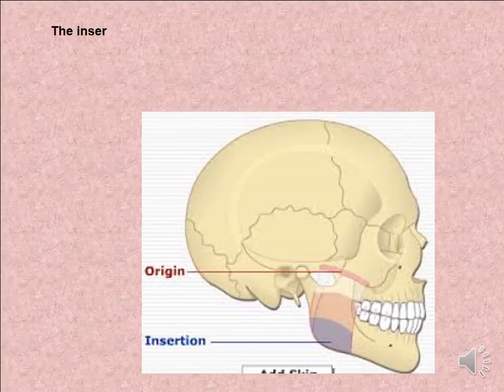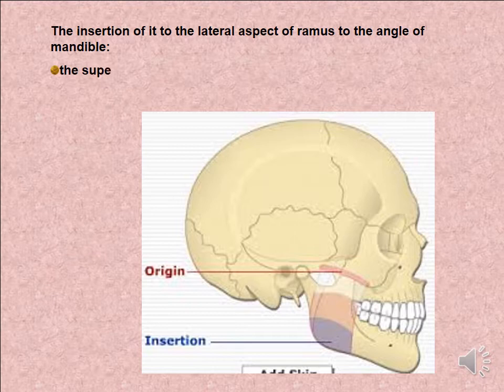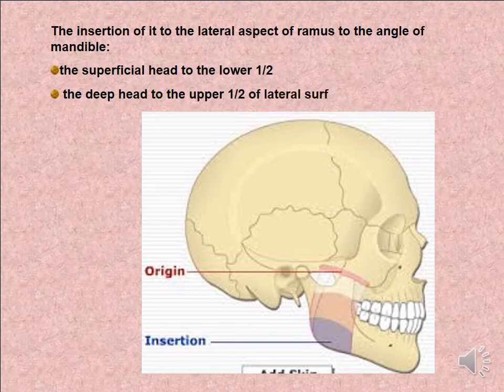So the insertion of it is to the lateral aspect of the ramus down to the angle of the mandible. We have 2 insertions. The first one, the superficial head, goes to the lower half of the ramus, but the deep head goes to the upper half of the lateral surface of the ramus. This is the insertion of the masseter muscle. You can see in this figure the red one is the origin and the blue one is the insertion of the muscle.